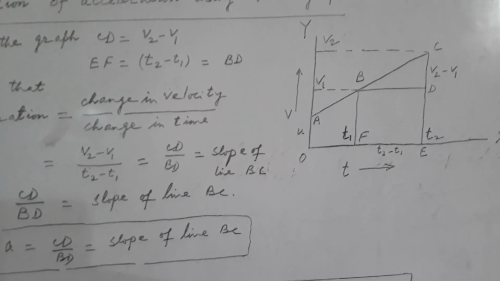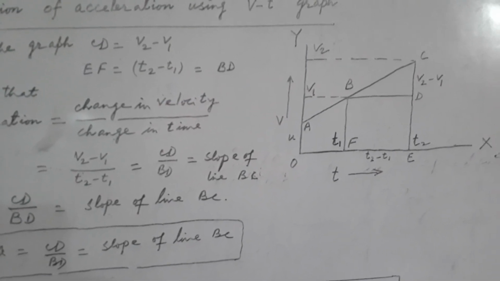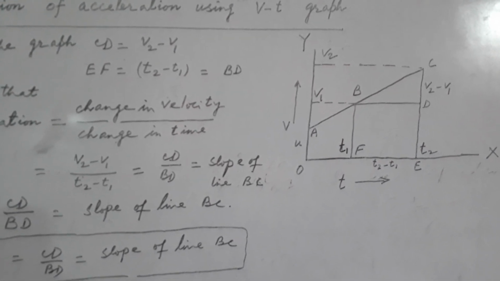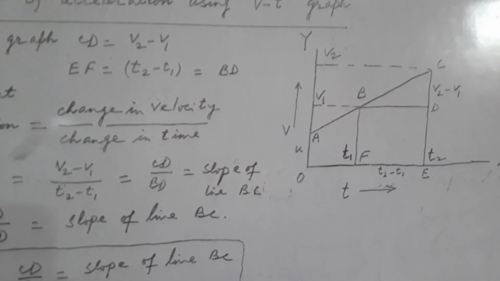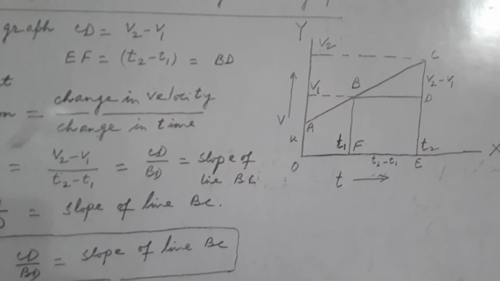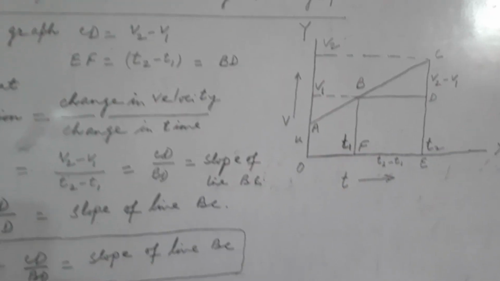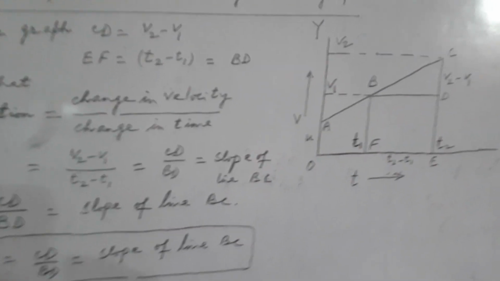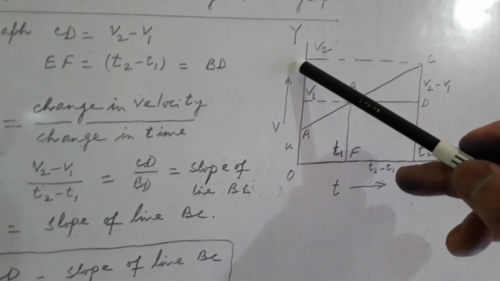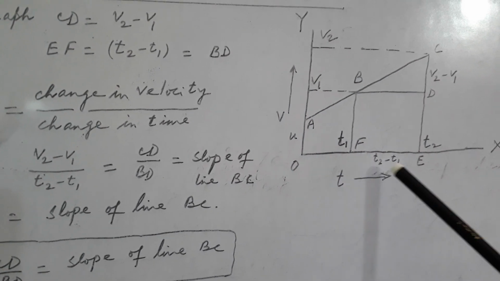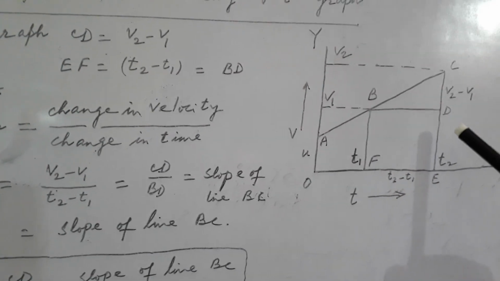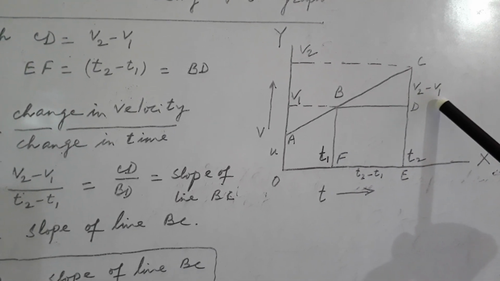In this graph you can see the initial velocity of the body is represented by line OA, which is initial velocity u, and after some time, let it be t1, the velocity becomes v1, and after time t2 the velocity of the body becomes v2. So in the time interval t2 minus t1, what is the change in velocity? Change in velocity is v2 minus v1.